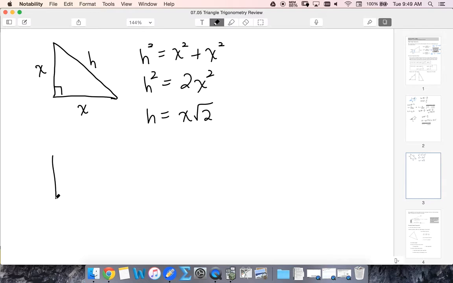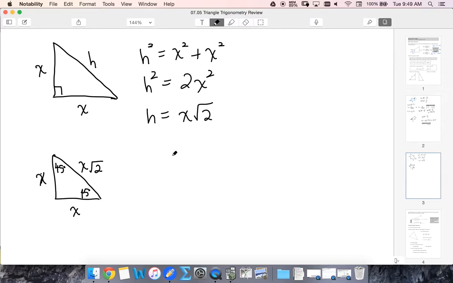So I can redraw my triangle: x, x, x root 2. Well, x can be any number, and these ratios are always going to be the same. So let's look at the ratios. We know that these angles are 45 degrees.